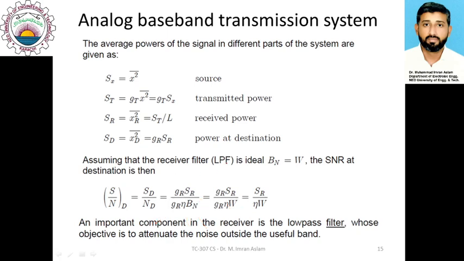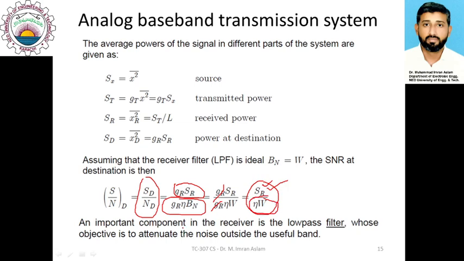Therefore if we want to find the SNR at the destination side, we have to divide the signal power by the noise power. The signal power is given by GR SR, and the noise power is given by GR eta Bn. You can see that this GR will cancel out, and eventually the signal to noise ratio would be given as the received signal power divided by eta times W.